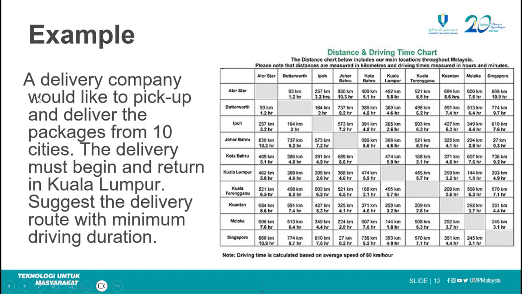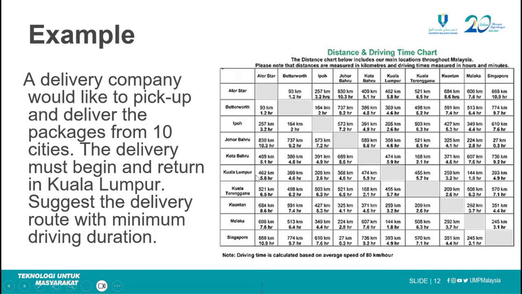And another example, a delivery company would like to pick up and deliver the packages from 10 cities. The delivery must begin and return in Kuala Lumpur. Suggest the delivery route with minimum driving duration. So we have a table here. There are 10 cities. The pickup and delivery start from Kuala Lumpur. So we need to find the route that comes out with minimum driving duration.